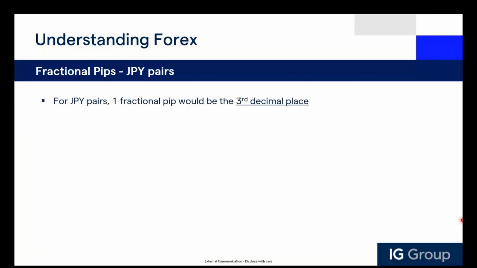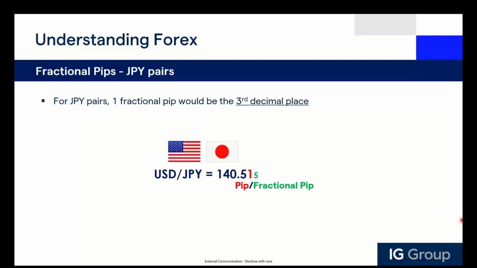Next, so again, Japanese yen is a little different, right? So the pip is the 2nd decimal, the fractional pip is the 3rd decimal. So just know that it's 1/10 of the pip.